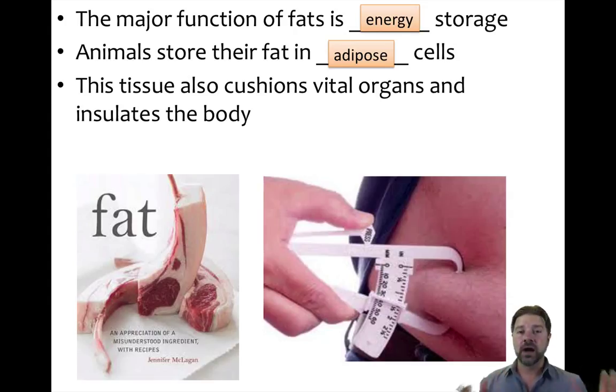But fats, as a whole, are going to cushion vital organs, so we don't want them ramming up against each other with nothing in between them because they can be damaged, and they could also insulate the body. So if you have warm-blooded animals that live in cold climates, what you're going to see is they're going to have a higher percent of fat storage capability than one that lives in the tropics.